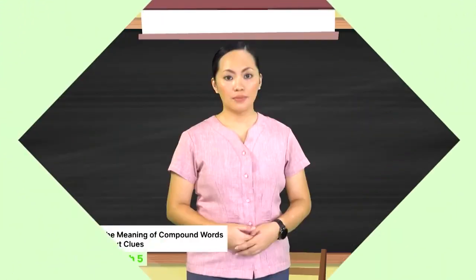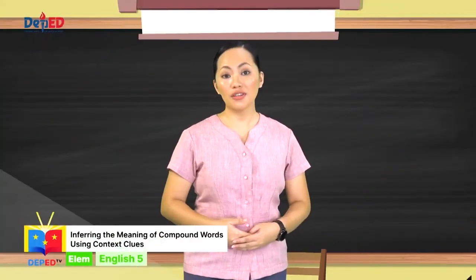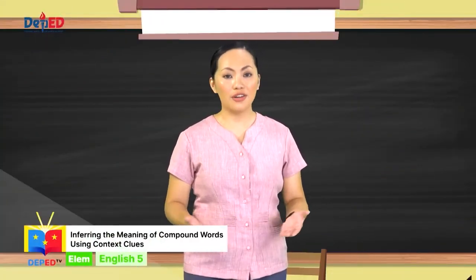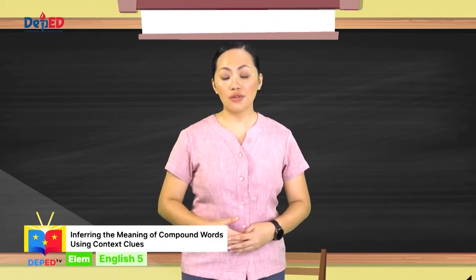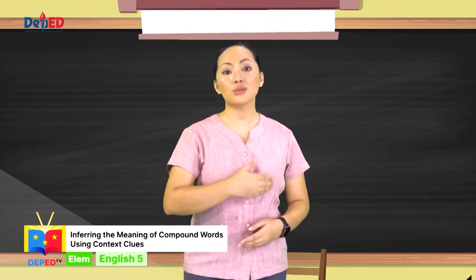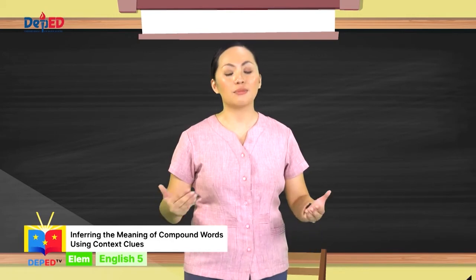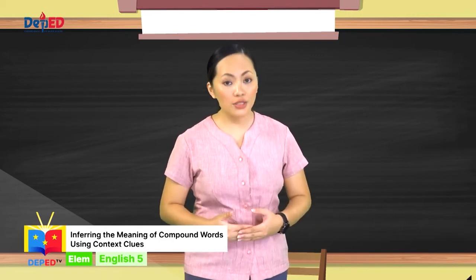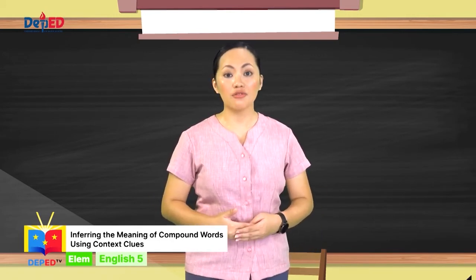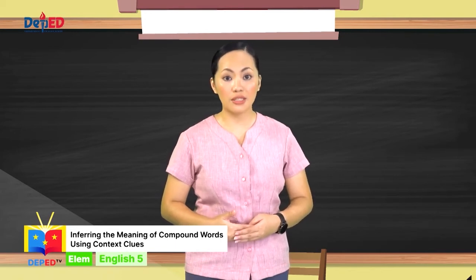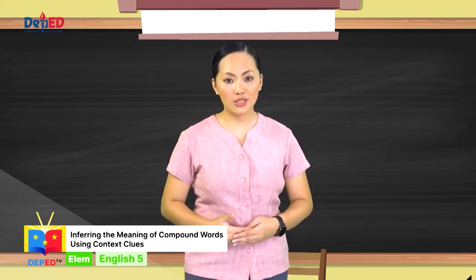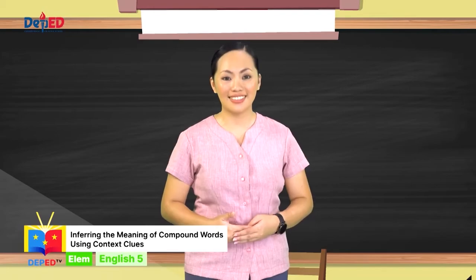text. Today, we will further discuss compound words, their types, and the ways to infer their meaning through context clues using synonyms and antonyms. For us to practice inferring the meaning of unfamiliar words using synonyms and antonyms, let's try to answer activity number 1.